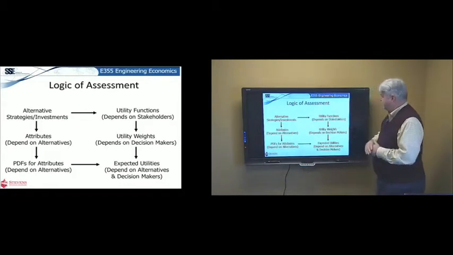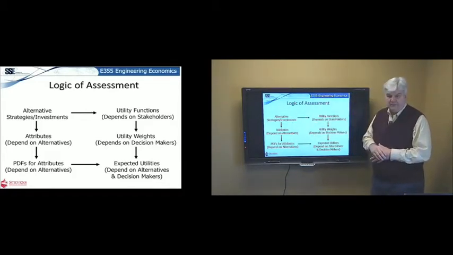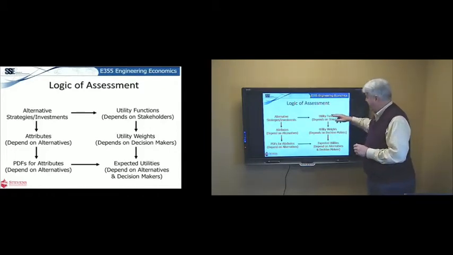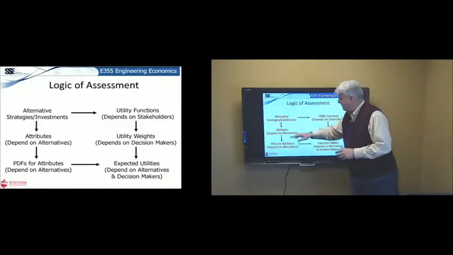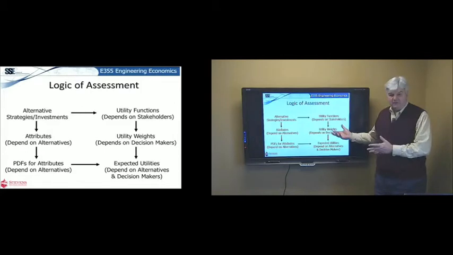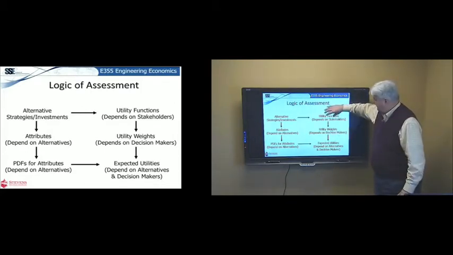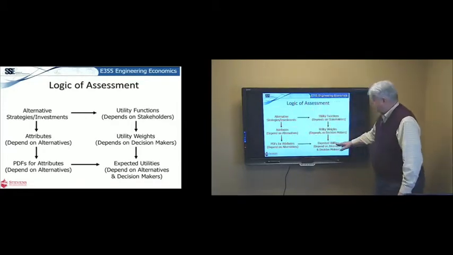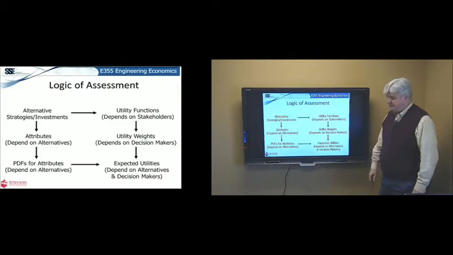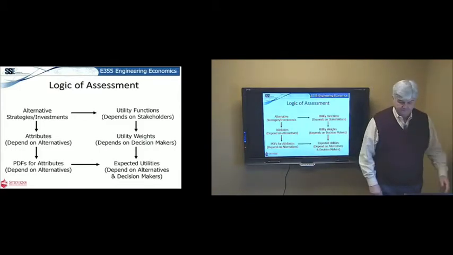The utility functions don't depend on the alternatives. They depend on the stakeholders. What do the stakeholders care about? What's important to them? Okay? And the weights also depend on them. From the alternative point of view, there's no correct weights. From the stakeholders' point of view, there are correct weights that reflect their preferences. So the characterization of the stakeholders and the characterization of the alternatives come in to give us our overall expected utilities, which of course depend on both the alternatives and the stakeholders.